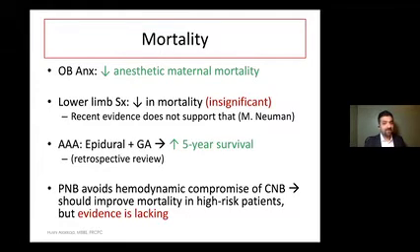What about AAA? There's an interesting study showing an increased 5-year survival if you use an epidural with a general anesthetic. Now, most of the AAAs that we do receive an epidural, regardless of the fact that we heparinize these patients, but we take all the precautions for these patients. Peripheral nerve blocks avoid hemodynamic compromise of neuraxial blocks. So we would think that they should improve mortality in high-risk patients. Evidence is lacking, yet, as experts in regional anesthesia, we would want to do it. And we see that the patients seem to be doing better, but we don't have any follow-up studies.